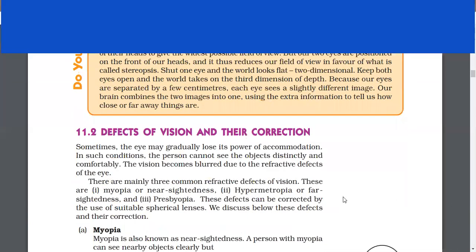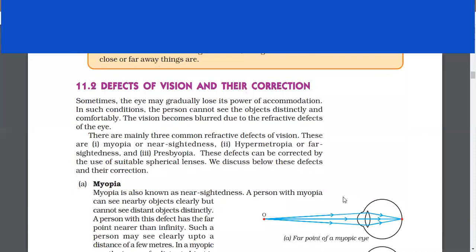Defects of vision and their correction. Sometimes the eye may gradually lose its power of accommodation. In such conditions, the person cannot see the objects distinctly and comfortably. The vision becomes blurred due to the refractive defects of the eye.